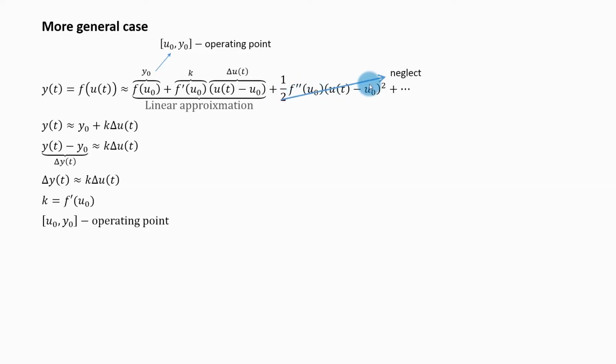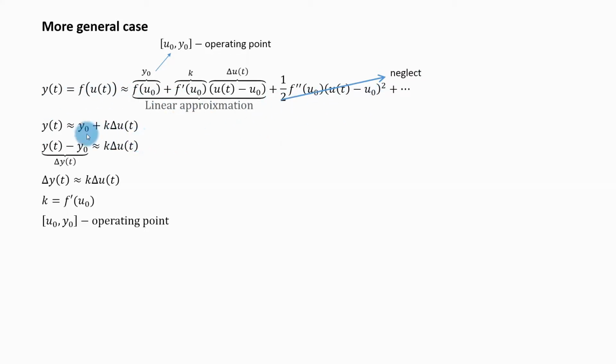Now we can neglect all these higher order terms and keep only this constant term and this first order term. Here this u0 and the value of f at u0, that is this y0, will constitute my operating point. Then I denote this derivative as k and this deviation from the operating point as delta u. That will give me this equation, which is the same equation that we used for the approximating line on the previous slide. So this is how you derive it more formally using the Taylor series expansion.